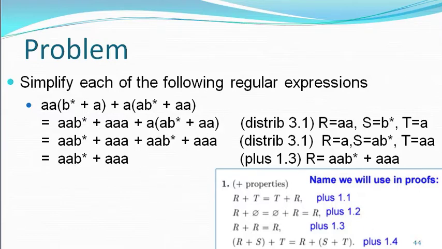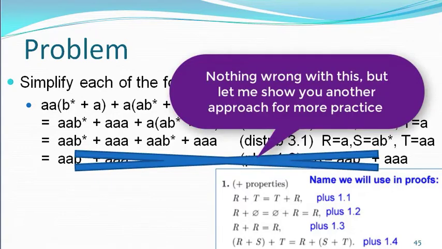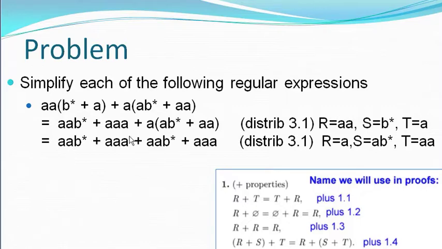But let's suppose that you didn't notice plus 1.3. So let's forget this step for a minute, and let me show you another way you could have done this. Here we are back again at this step. Another thing you might notice is, look, I can combine. Plus means union, so I could combine this AAB star with that AAB star and make it one of them, and this AAA with this AAA, just make it one of them by the rule plus 1.3 also.